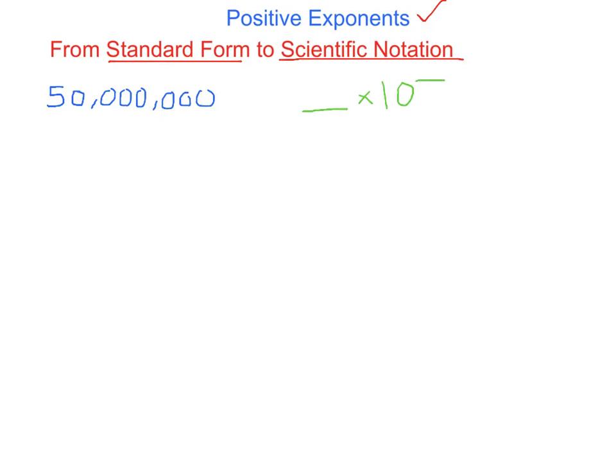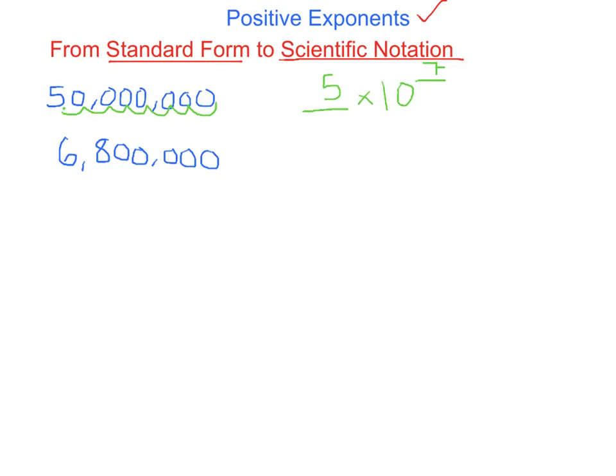What you do is start from the left, always put a decimal after the first number, which is 5. So that's our first number here, 5 times 10 to, and now count how many times would we have to move the decimal. 1, 2, 3, 4, 5, 6, 7. 5 times 10 to the power of 7.